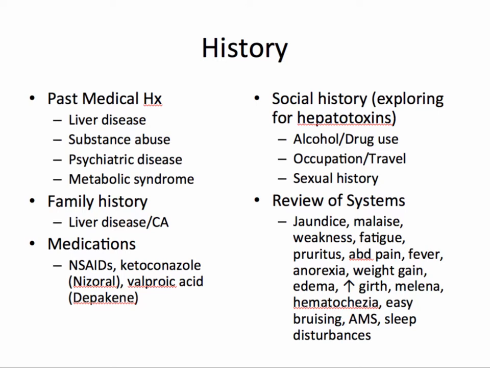In the review of systems, you want to know if the patient's been experiencing any jaundice, malaise, weakness, fatigue, pruritus, abdominal pain, fever, anorexia, weight gain, edema, an increase in girth, melena, hematochezia, easy bruising, altered mental status, and sleep disturbances.